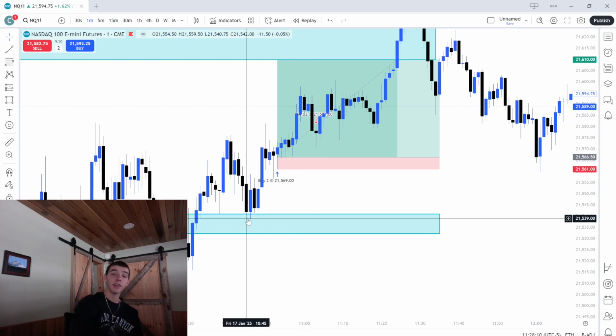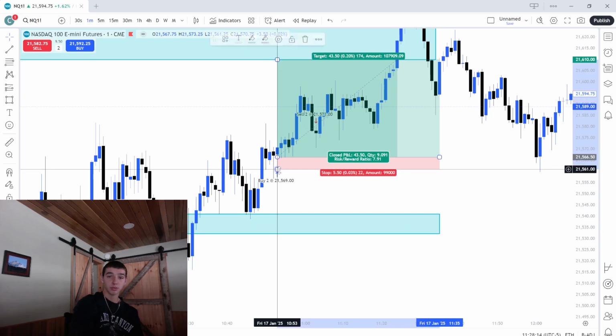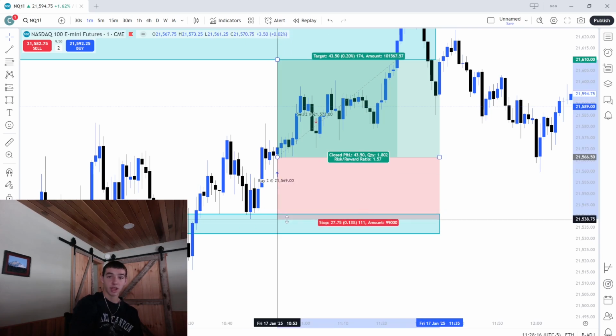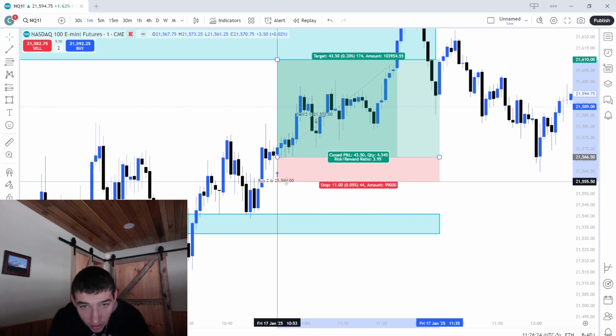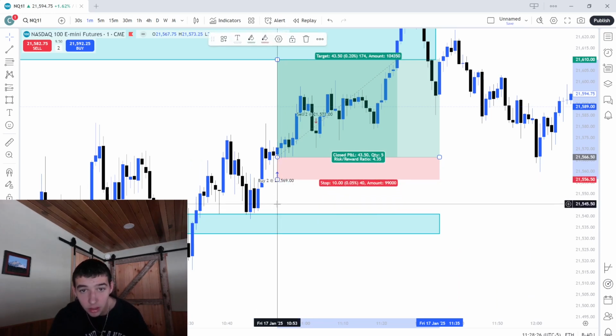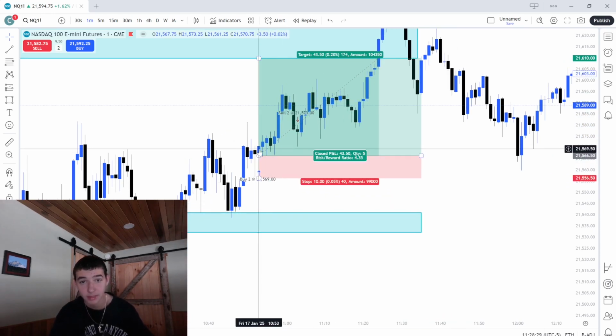So I could have entered down here. This would have given me a better entry. I probably should have. This was where my original stop loss was down here. So that gave me like a 1.5 RR. And then once we moved up, I moved my stop loss up to, I think, here. But so I enter here.